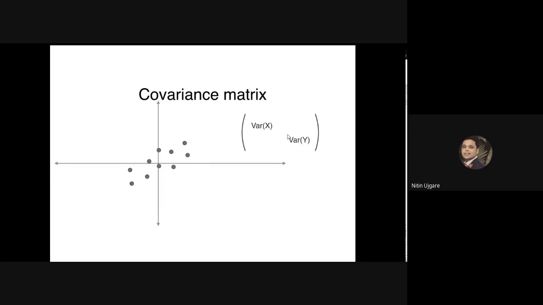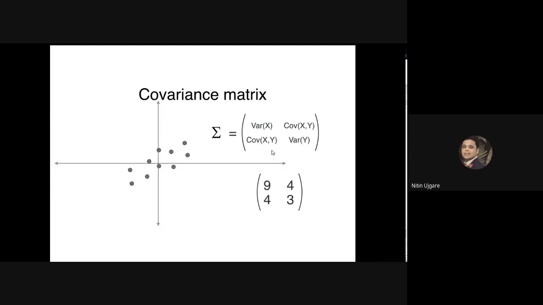So this bottom right field will be the value of variance of y, and this off-the-diagonal value will be the covariance of x and y. Okay, and this value will be the same, and that's the reason it is called a symmetric covariance matrix, because the off-diagonal values of this covariance matrix are the same.